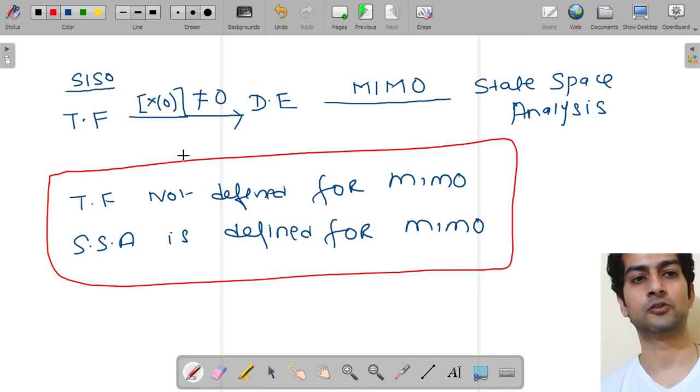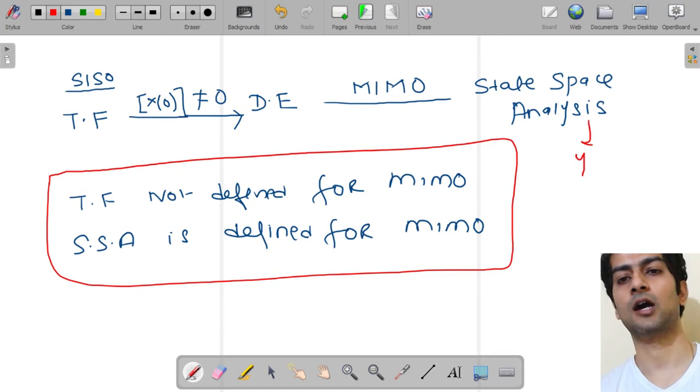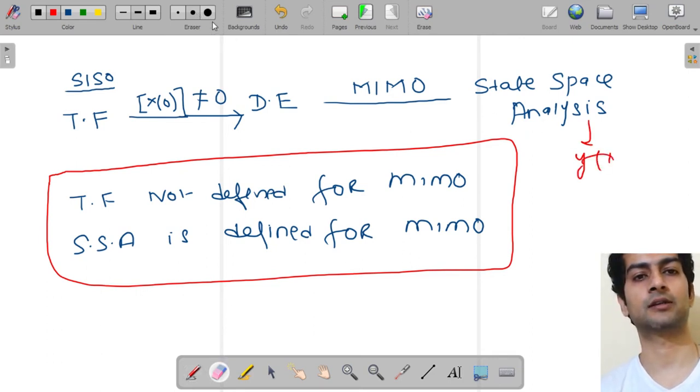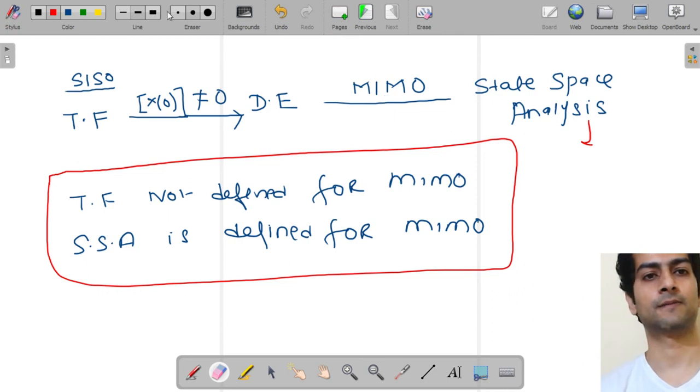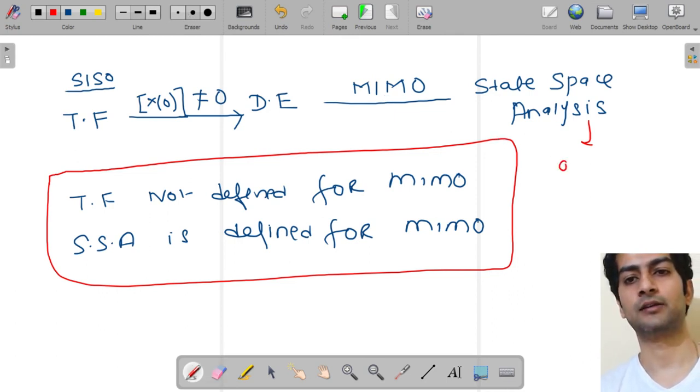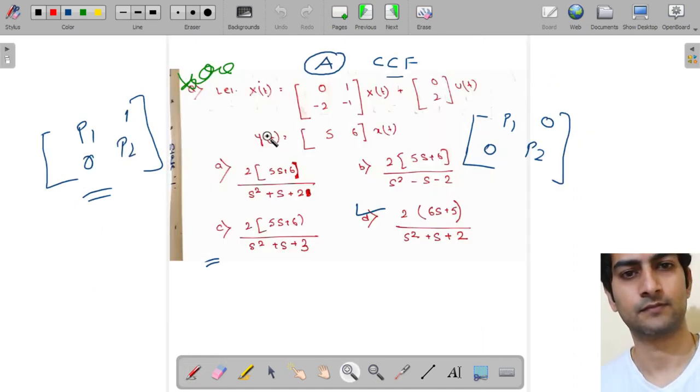So here we had a SISO system with a transfer function calculated by assuming initial condition 0. When the initial condition was not 0, we switched to the differential equation. When the system changed to MIMO, we switched to state space analysis to calculate the output. I will not write y(t) here, because there are a number of outputs. I hope this is clear to you.